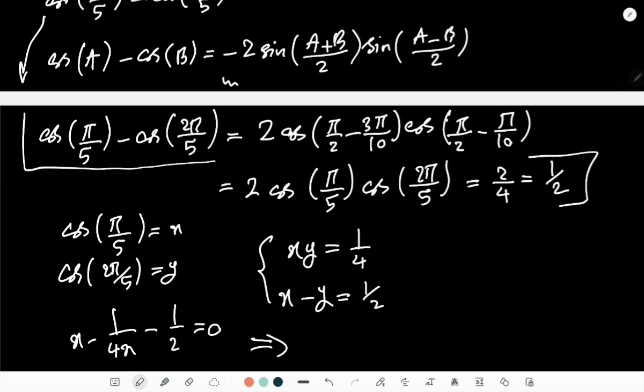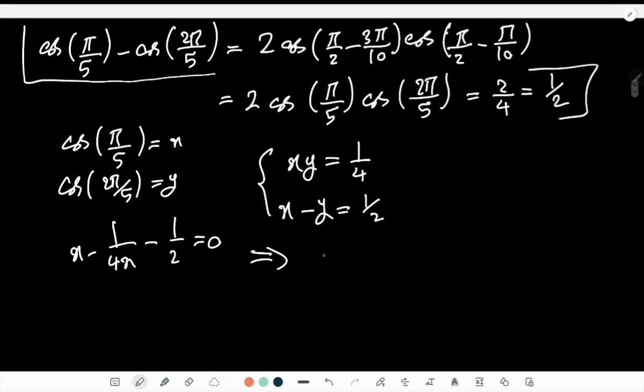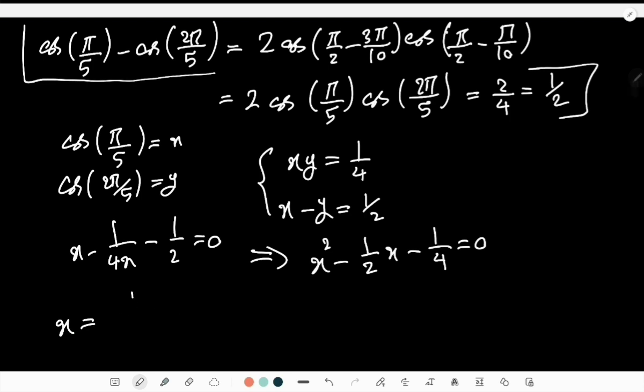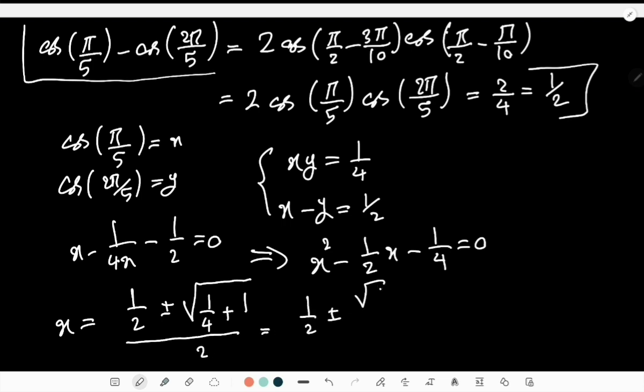and then this gives me basically x squared minus (1/2)x minus 1/4 equals 0, and as a matter of fact, x equals 1 over 2 plus or minus the square root of 1 over 4 plus 1 over 4, and that is 1 over 2 plus or minus the square root of 5 over 2, divided by 2, which is basically 1 plus or minus the square root of 5 over 4.